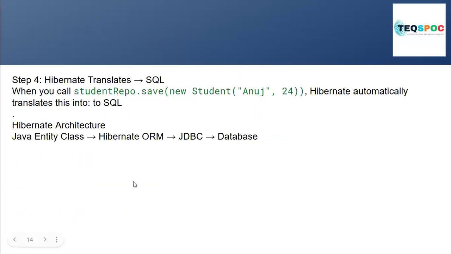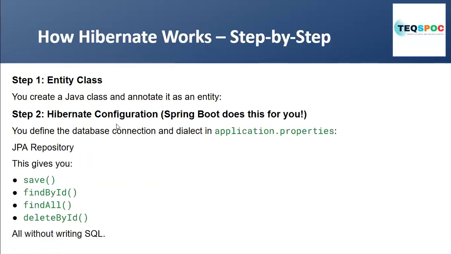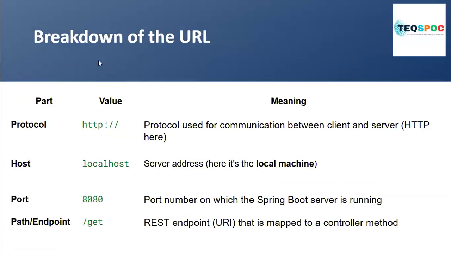So I have the table and entity class. What is Hibernate? I have told you. Now, what is the breakdown of a URL? In a URL you write HTTP colon slash slash localhost colon 8080 slash get. In this way a URL is written. So what is HTTP? HTTP is a protocol used for communication between the client and the server.